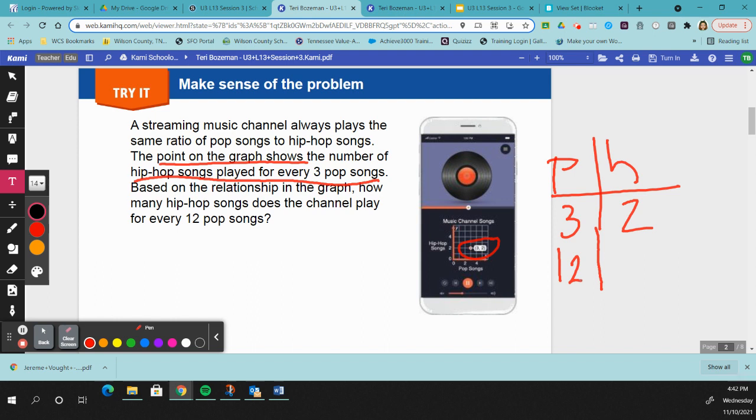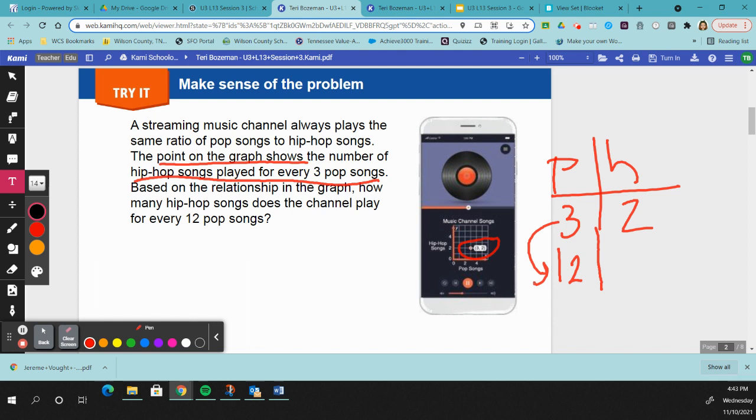Now, there's a few different ways to look at this. We had talked about using double number lines, using models, using tables. So there's different ways, just figuring out multiplying, like how do you get to the equivalent ratio that way. So what we want to do is say, okay, how do we get from 3 to 12? And when we're finding equivalent ratios, we either multiply or divide.